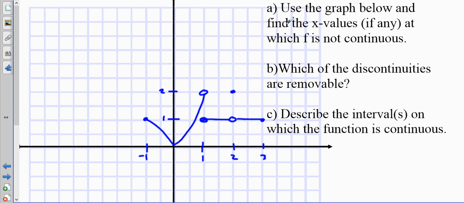Right here, use the graph below to find x values where the function is not continuous. So where is this not continuous? Well, endpoint continuous, limit equals the value. Right here, big jump right there.